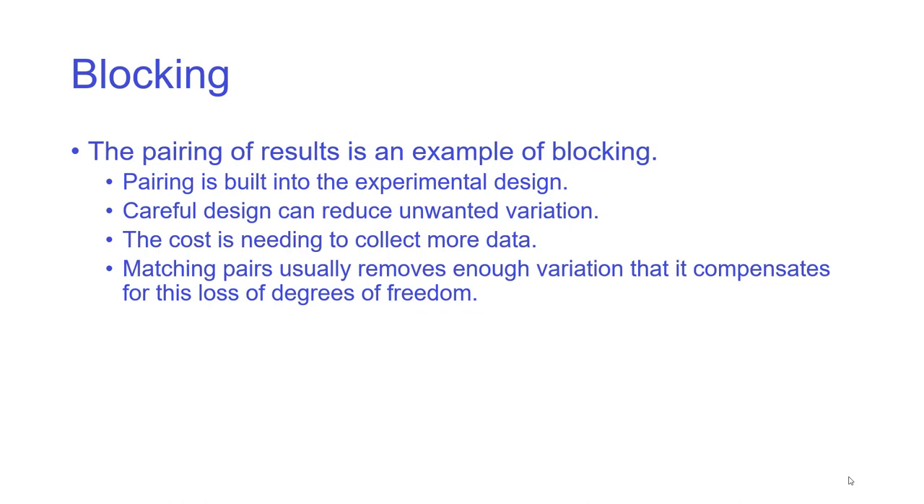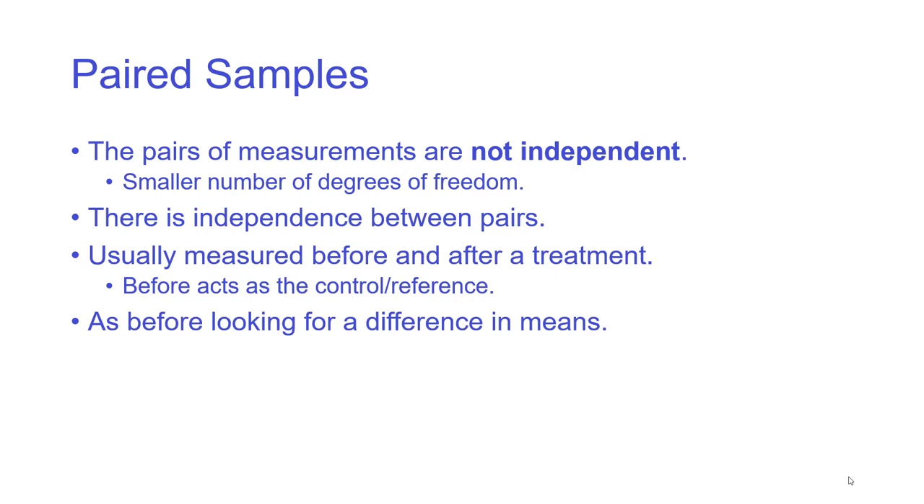Blocking, if you do it properly, can remove almost all the unwanted variation, but the cost of it is you need to take in more experimental units to match people together. The problem with pairing is they're not independent, so that reduces your degrees of freedom and reduces the number of data points that you have. You're usually going to measure the outcome variable before and after a treatment, so they're acting as a control and reference, and then you look at a difference in means.